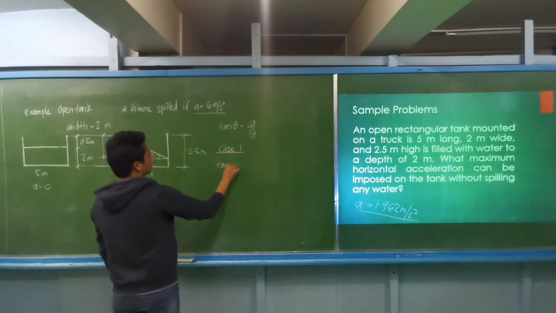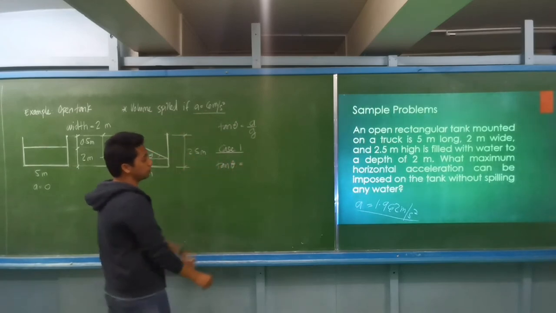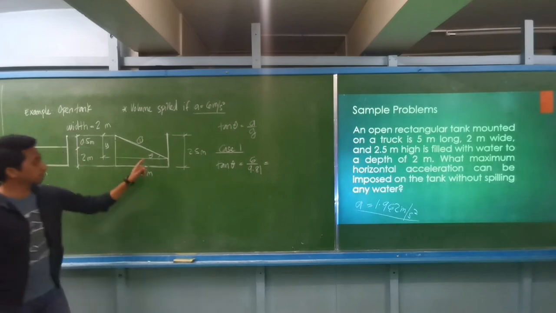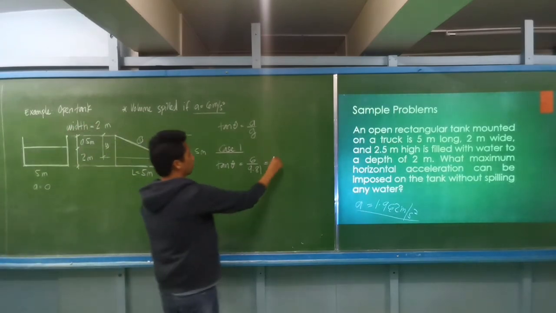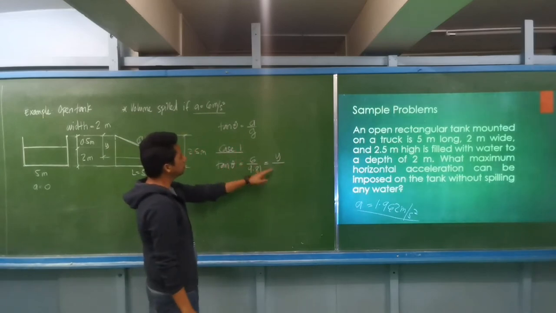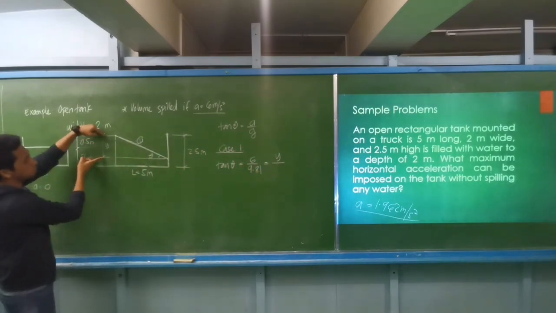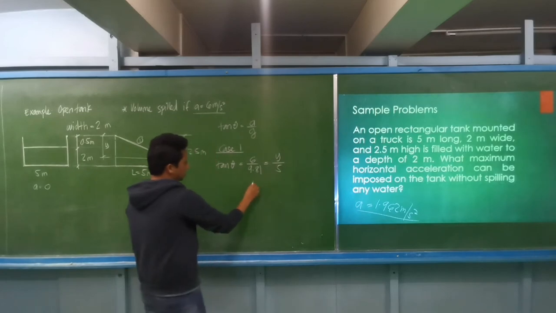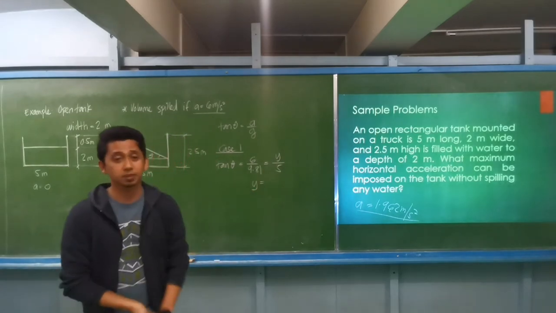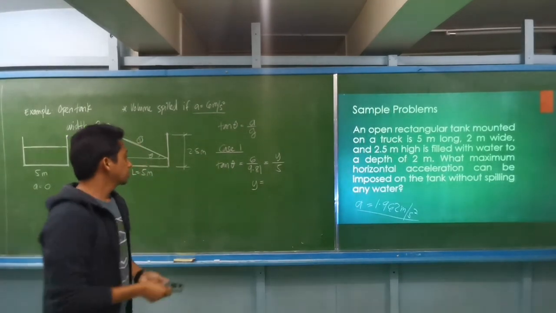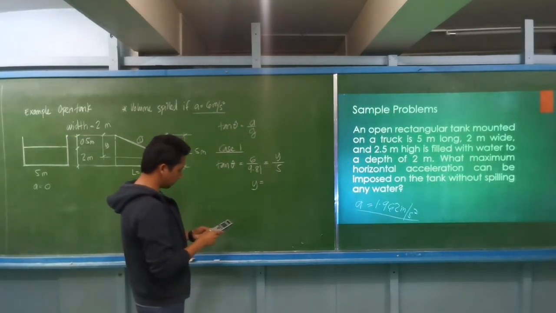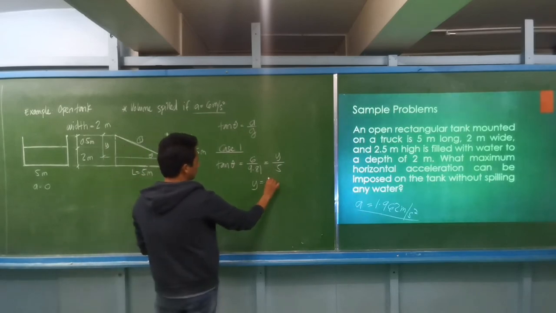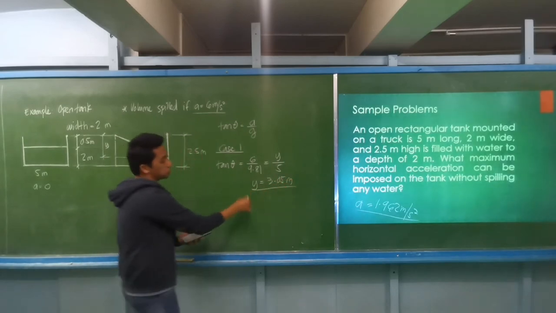So we have the tangent of theta is equal to the given acceleration for this problem, 6, divided by 9.81, is equal to opposite, that is y, divided by the adjacent side, which is the length of the tank, that is 5. So let us check if we have an acceptable value of y. For the computation of the value of y, that is 5 times 6 divided by 9.81. So the resulting value of y will be equal to 3.05 meters. So is this value acceptable?